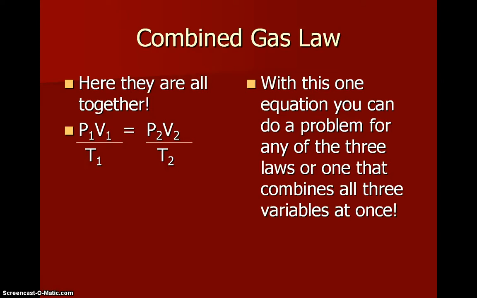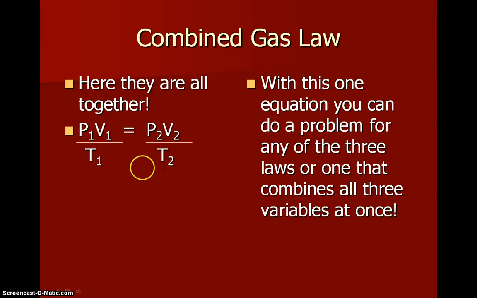So now that we've looked at the relationships of pressure, volume, and temperature independently of one another, remember that we always kept something constant. We kept temperature constant, or pressure constant, or volume constant, in order to just look at the relationship of two of the variables. But we know that they are all intertwined with one another. So that's where we get the combined gas law, that P1 times V1 over T1 is equal to P2 times V2 over T2.